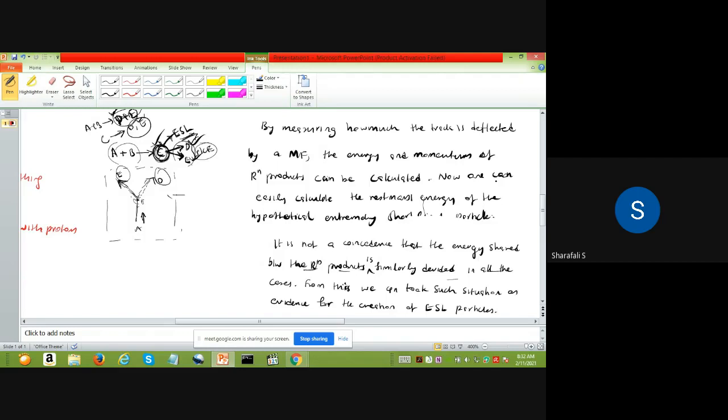So if in all the cases, all the photographs, we have the same energy for E and D, then that is not a mere coincidence. There should be some additional particle which is just formed and decayed into D and E. In that case, we can have similarly divided energies for E and D for all cases.